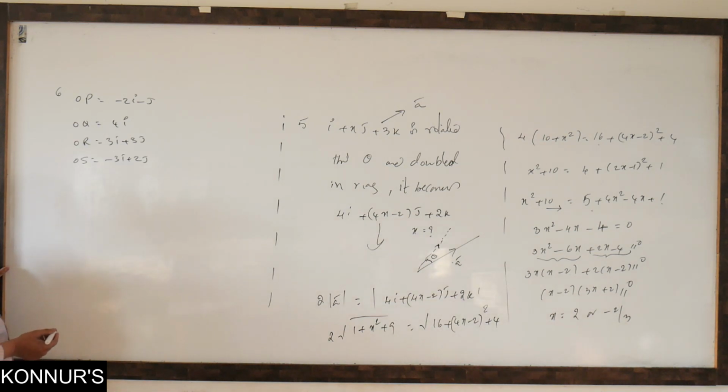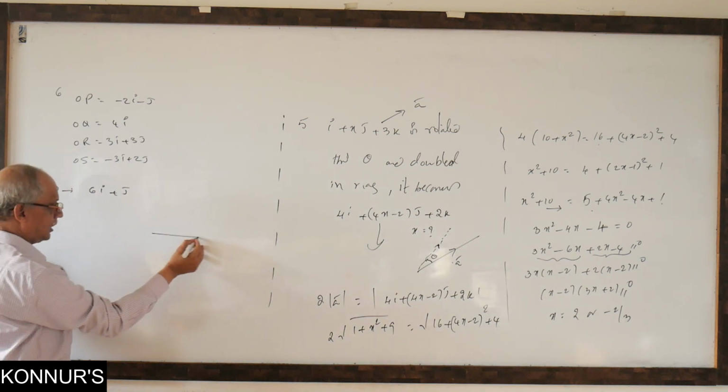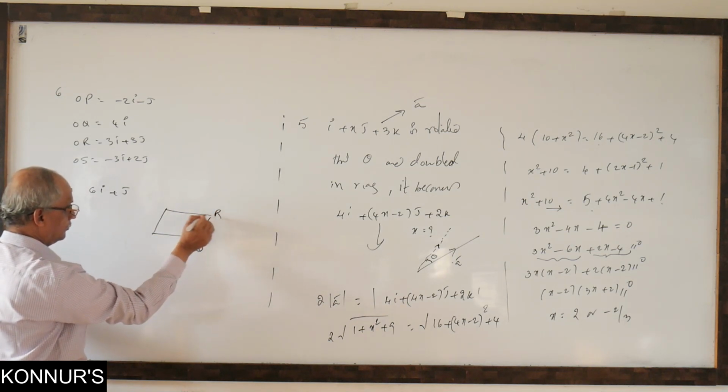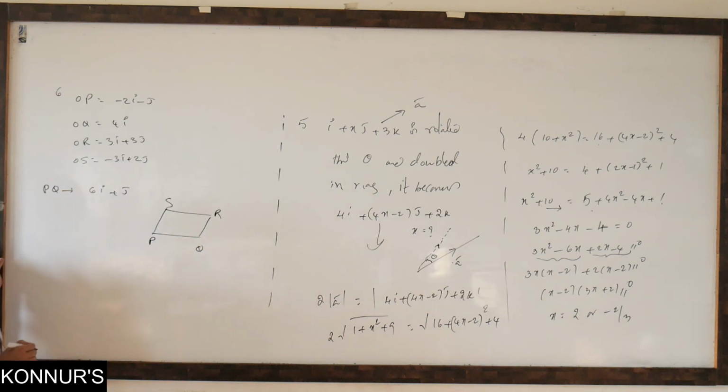First, find PQ. OQ minus OP: 4i plus 2i plus j. So this direction I am doing like this: PQRS. Okay, PQ over, QR: OR minus OQ, minus i, 3j.